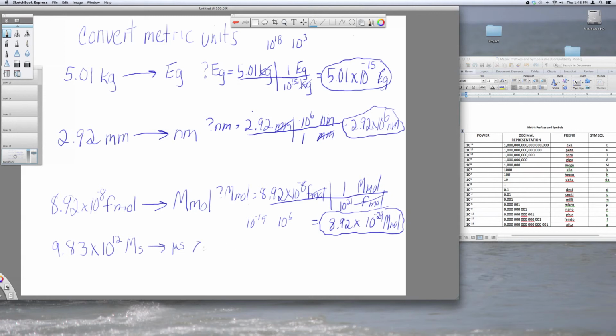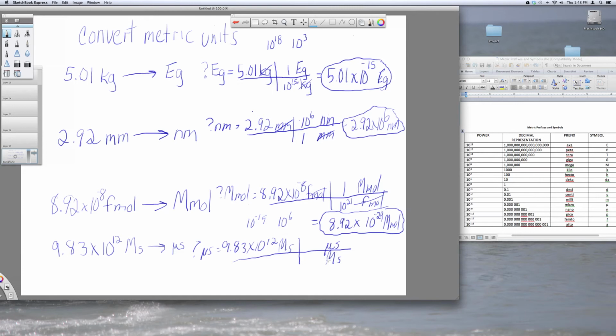One more. How many microseconds, that little weird mu symbol, it's called a mu symbol, it stands for micro, equals 9.83 times 10 to the 12th megaseconds. Make my bracket. What's going to go on the bottom? Megaseconds, because I'm trying to cancel. What goes on the top? Micro, because that's what I'm trying to find.